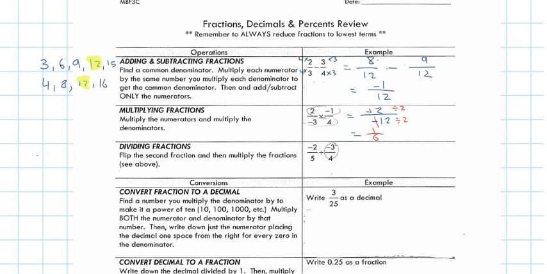Okay? So you're looking at your sign. If you have negative over negative, we know that they cancel and become positive, right? Then we're going to look at what number I can divide both the numerator and denominator by, so I can reduce. Are we okay with that?